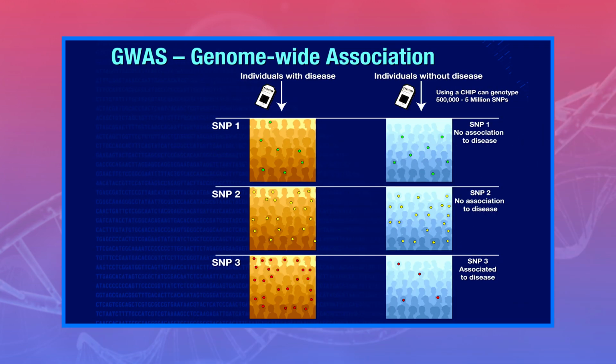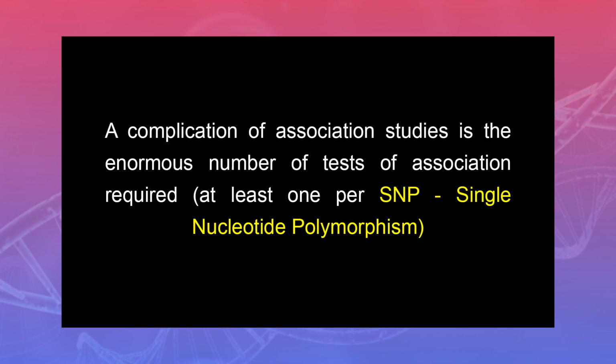Scanning can be used in various study designs, including case control studies, cohort studies, and clinical trials, as long as it is recognized that the known strengths and weaknesses of these designs are pertinent to the use of scanning. A complication of association studies is the enormous number of tests of association required, at least one per SNP, or single nucleotide polymorphism. The thresholds of statistical significance are stringent, making it necessary to work with very large samples.